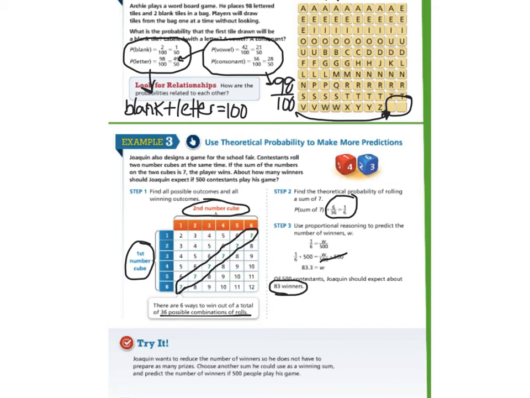Let's choose the sum of 4 as an example. If the sum of 4 is the winning sum, then you can see in the table here marked in red the number of times that that sum of 4 occurs. And it occurs 3 times out of the 36 possible combinations. That 3 out of 36 is the same as 1 out of 12.